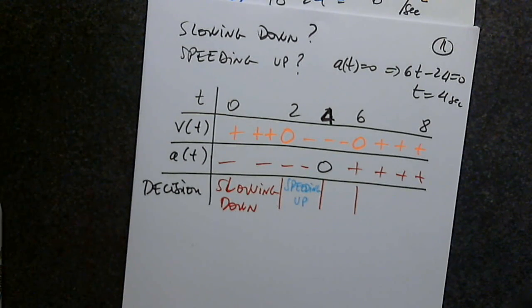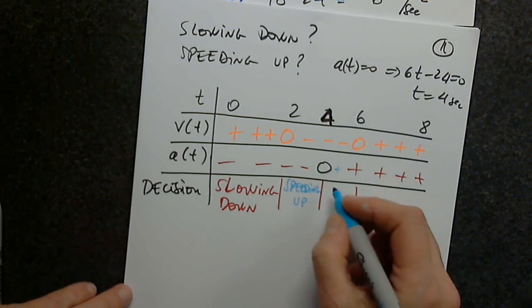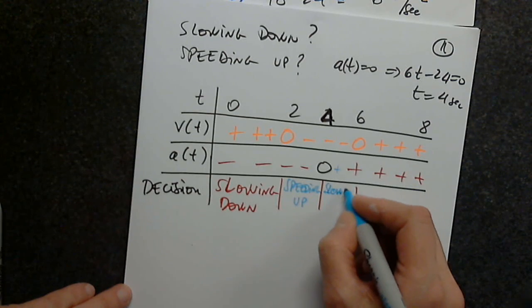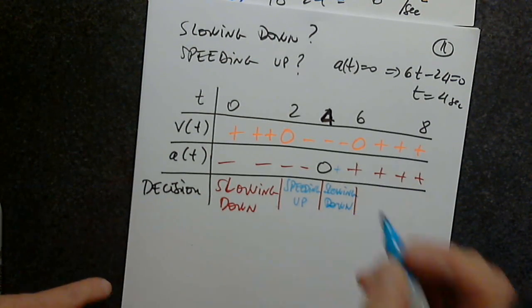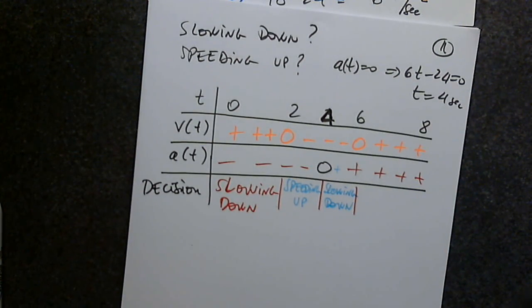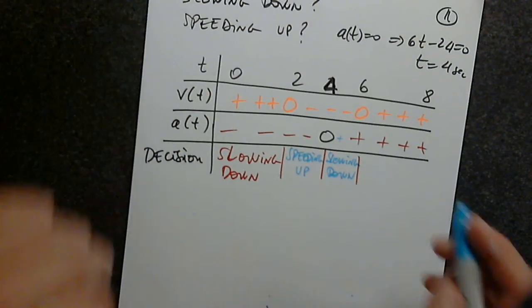Between 4 and 6, the velocity is going in one direction and the acceleration in the other direction. They are working against each other. So what happens between 4 and 6? Slowing down. Finally, between 6 and 8, the velocity is positive, the acceleration is positive, they are helping one another. Accelerating or speeding up.